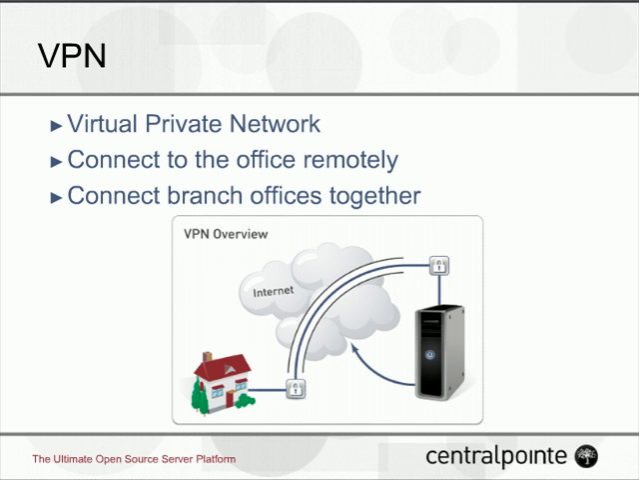A virtual private network, or VPN, allows users to connect from a remote connection through the Internet to a secured office network. This way, a user can work from home but access all the resources at the office. Multiple branch offices can also connect to all work together.